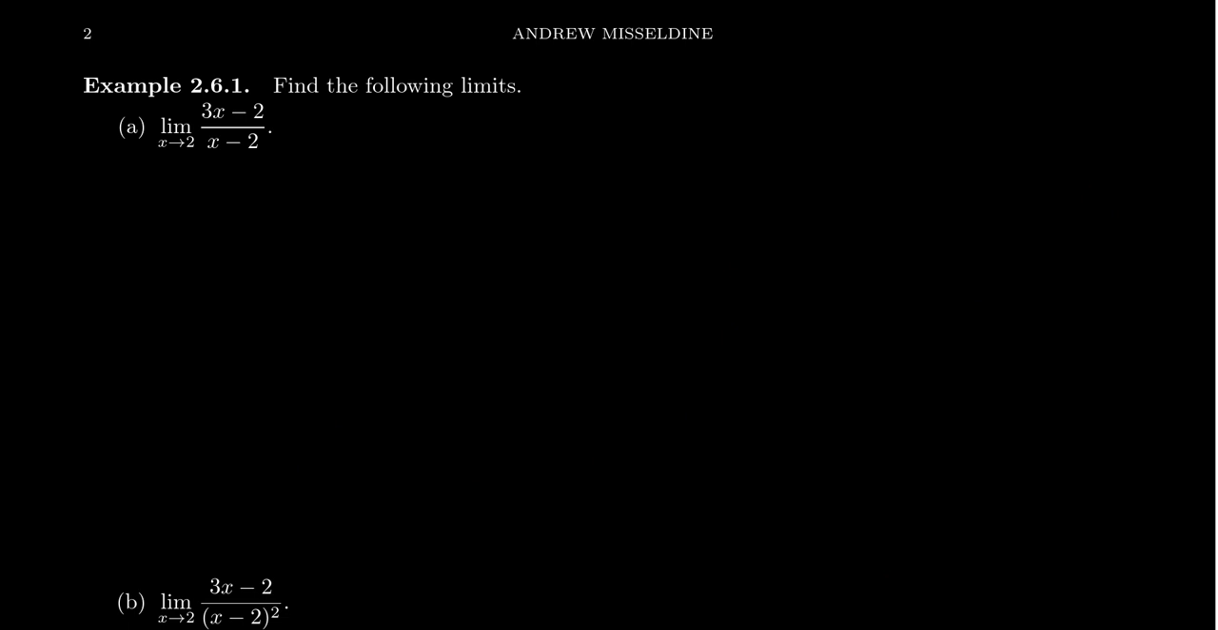So if I had to compute the limit as x approaches 2 of (3x minus 2) over (x minus 2), the first thing I would want to do is plug in x equals 2, right? Because it's a rational function, it's continuous on its domain. So as long as the denominator doesn't go to 0, then the limit calculation will just be the function evaluation. So I'm just going to plug things in to see what happens. You're going to get 3 times 2 minus 2 over 2 minus 2, for which the denominator we can very quickly see becomes zero.